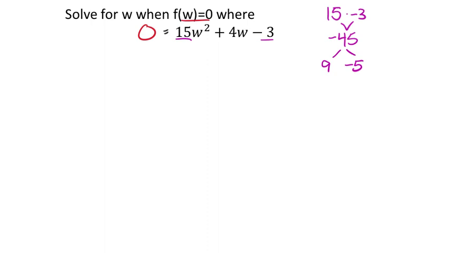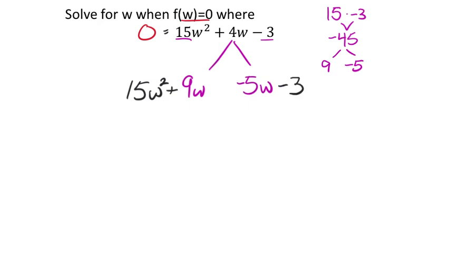So I'm going to take the 4W and split it up into those two values as 9W and -5W. Now I've got 15W squared plus 9W minus 5W minus 3. And yes, I will show the equals 0, but some students don't like to show this yet because we're focused on our factoring. So you don't necessarily have to worry about the equals 0 yet. We will, but not yet.